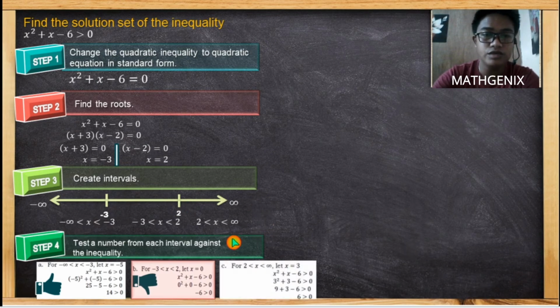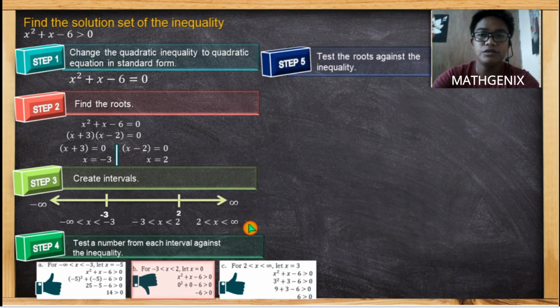So next is to test the interval 2 is less than x is less than infinity. Let x is equal to 3. x squared plus x minus 6 is greater than 0. So pagkatapos natin na-compute, naging 6 is greater than 0. So meaning tama. Part ng solution si 2 is less than x is less than infinity.